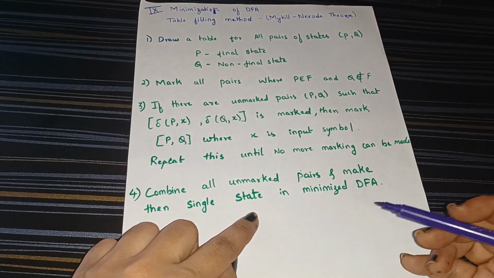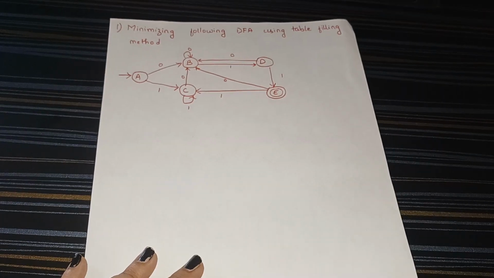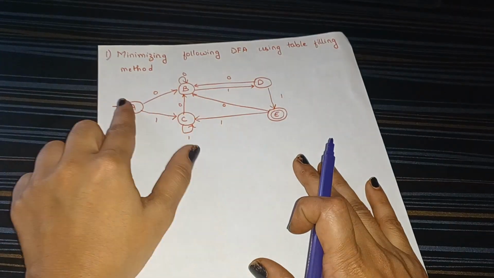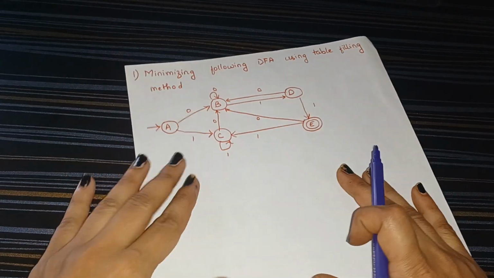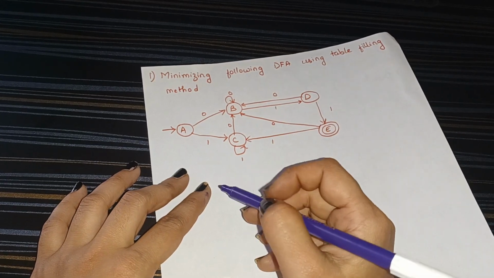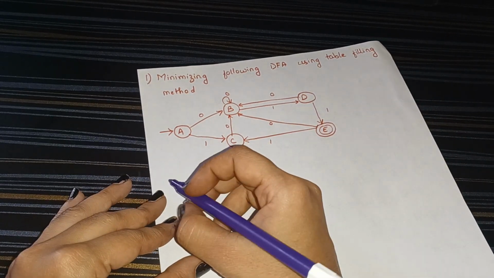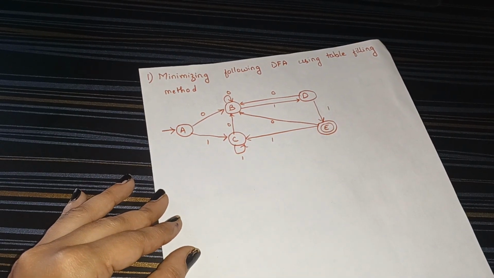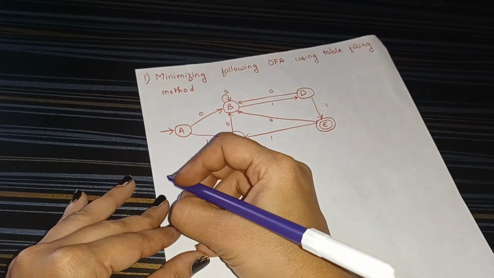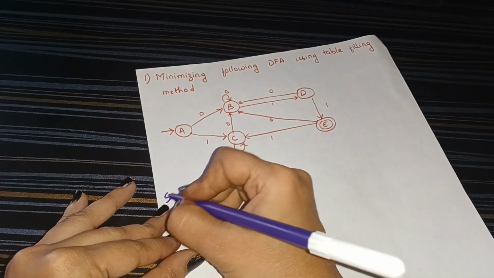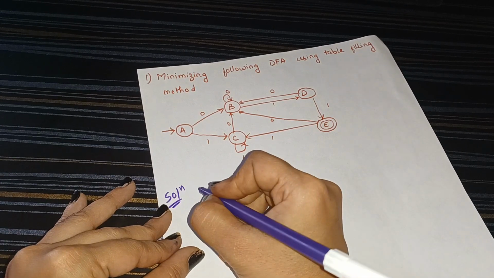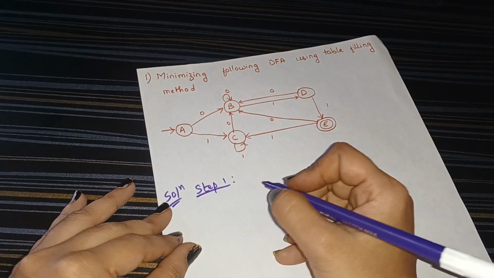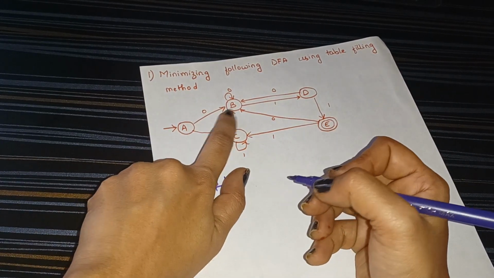Okay, so we'll see with the problem. Here we have the minimization of the following DFA using the table filling method. This is the given DFA. We have to minimize the DFA for this state diagram. So here is the solution. Step 1 is that we need to draw a table for this.